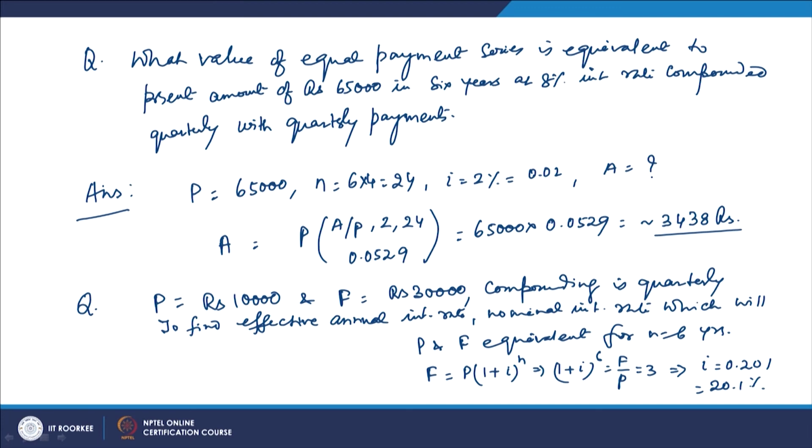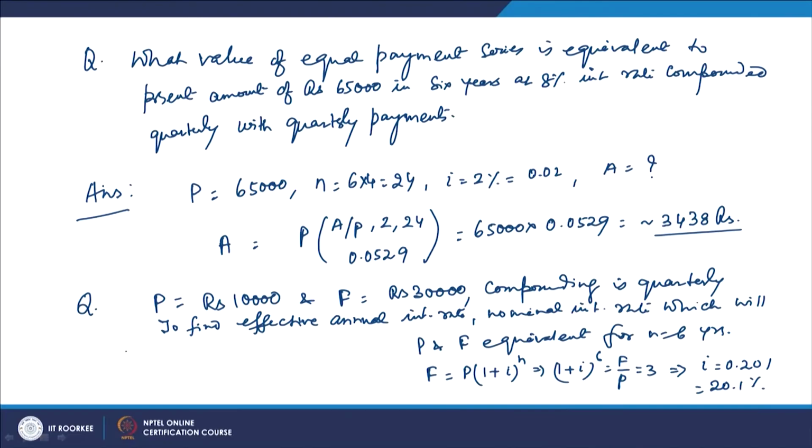Now, this 20.1% is basically the effective rate. What will be the R basically? For R you have to again use the formula, because the compounding is done quarterly. So, you have to use i equal to (1 plus r by 4) raised to the power 4, minus 1. If you do that, you will get the value of R.